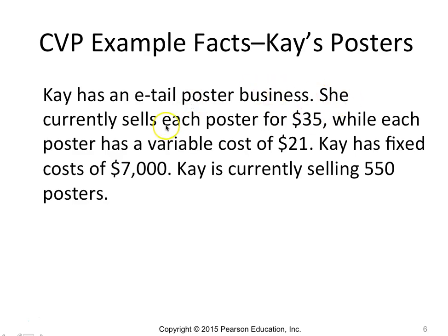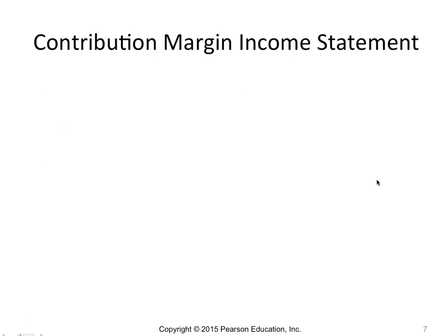She currently sells each poster for $35, so that's the sales price. Each poster has a variable cost of $21, which is the unit variable cost. K has a fixed cost of $7,000, which is the total fixed cost. K is currently selling 550 posters. Okay, this is the scenario.